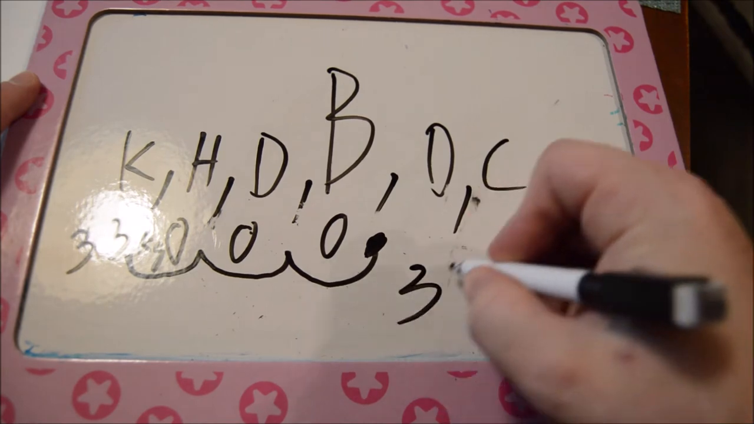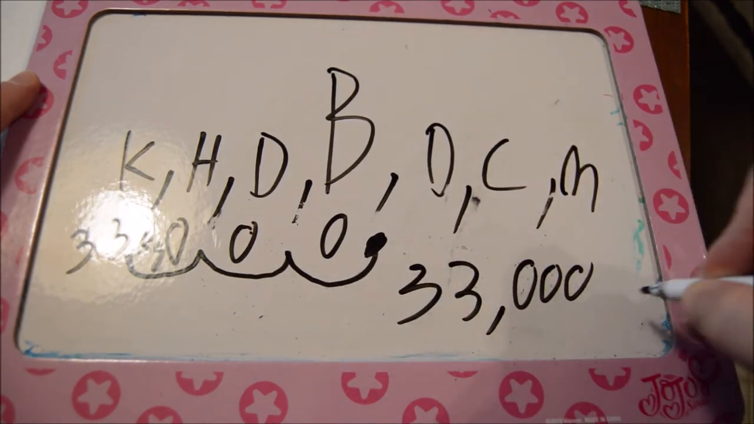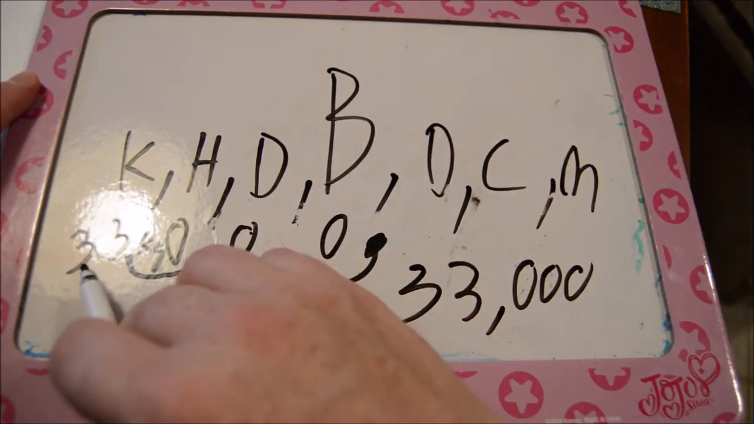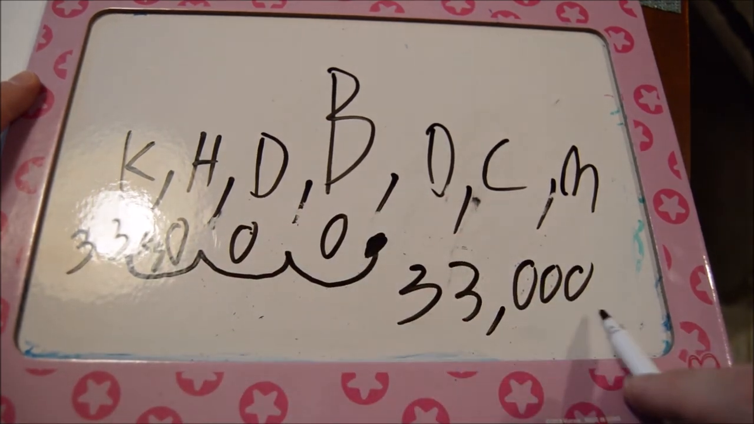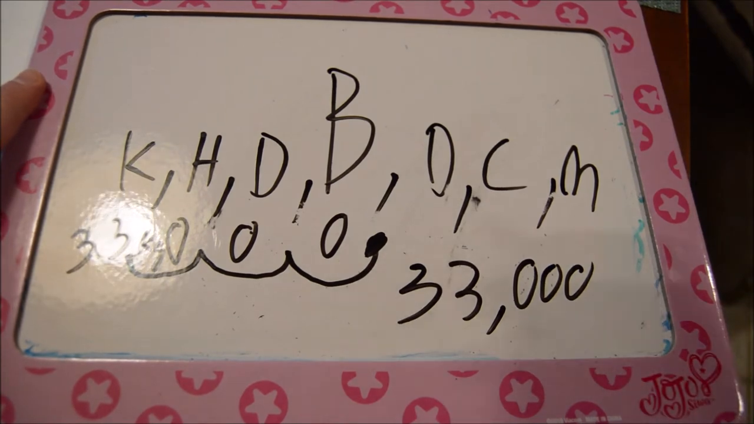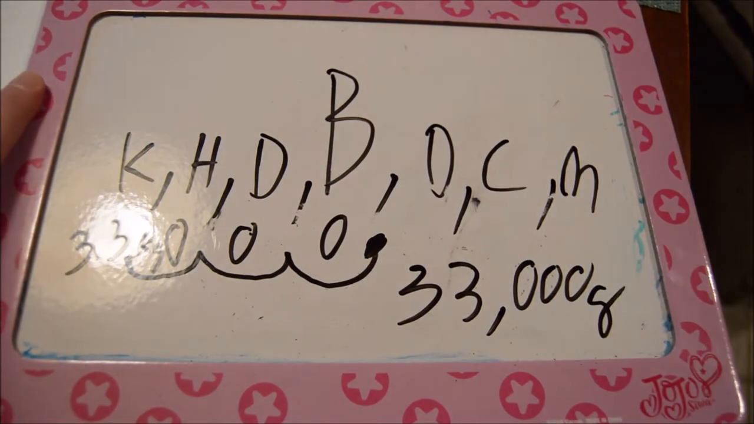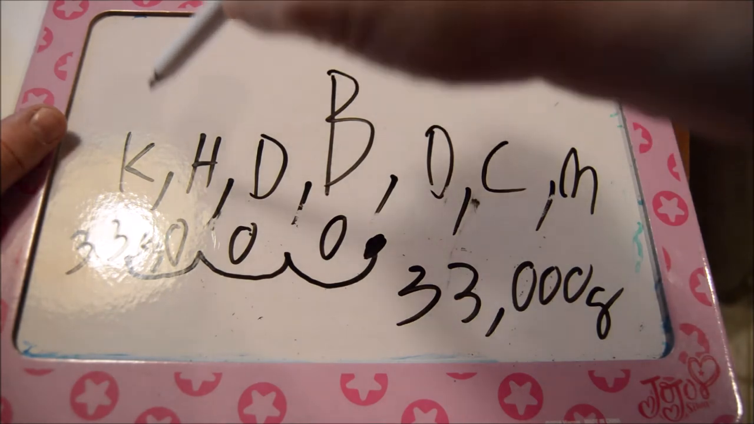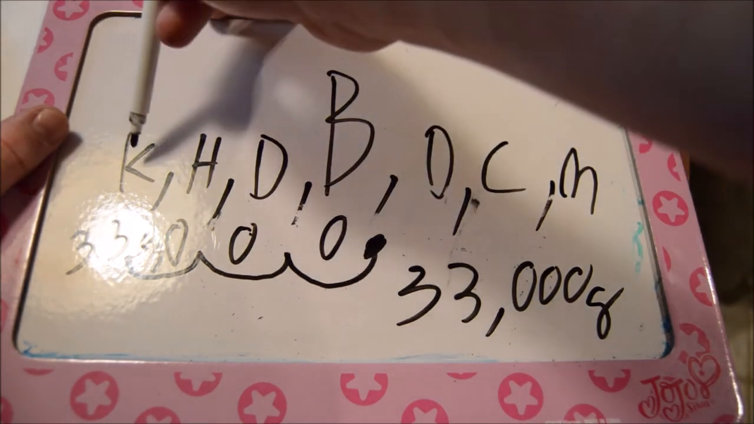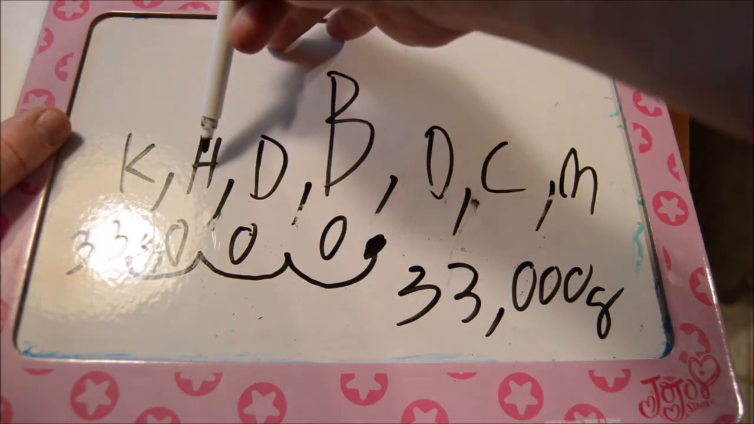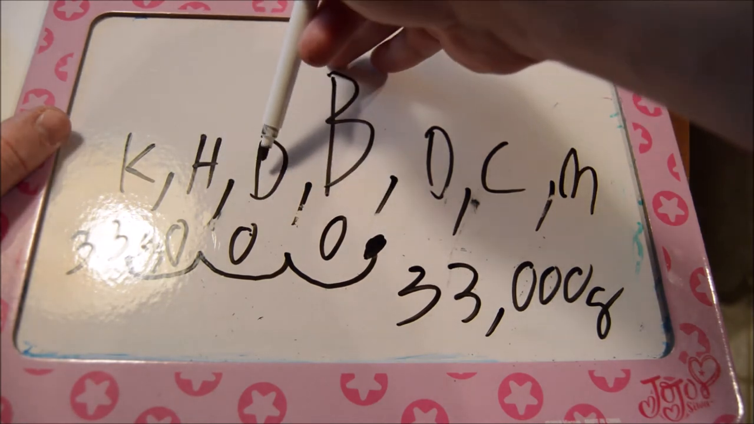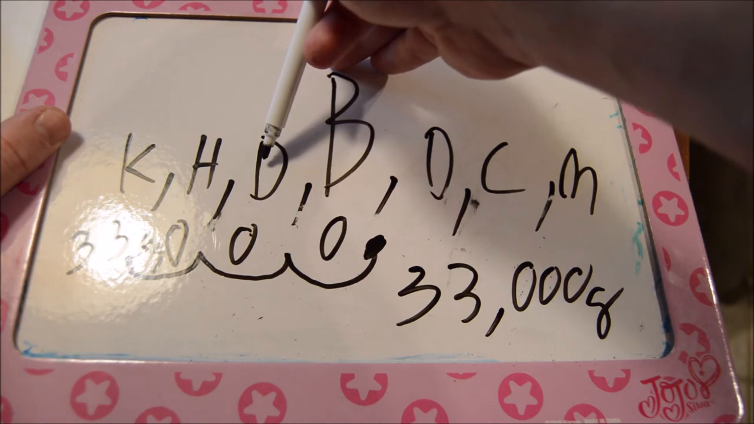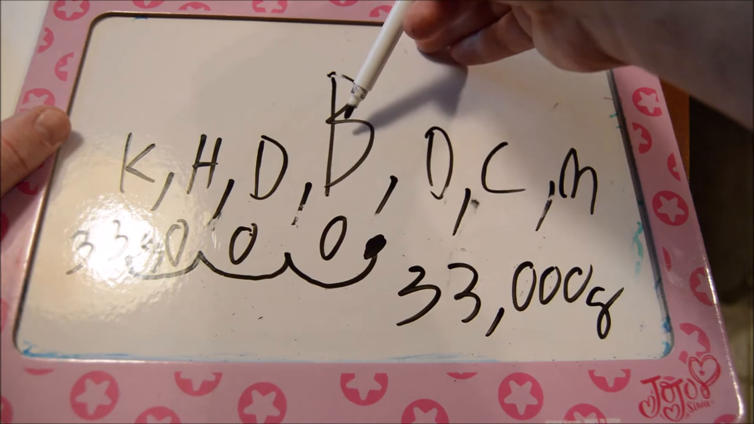So that would be 33,000 grams. 33 kilograms is 33,000 grams. Let me put a unit of measure so I don't forget that as I go. So I would say 33 kilograms is 330 hectograms is 3,300 decagrams, which would be 33,000 grams.